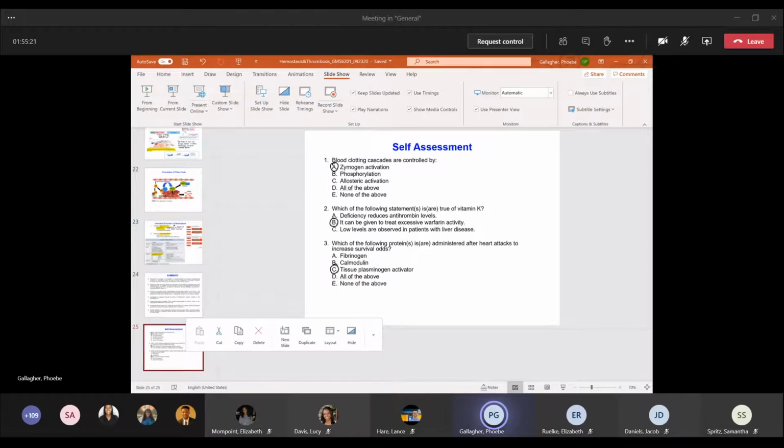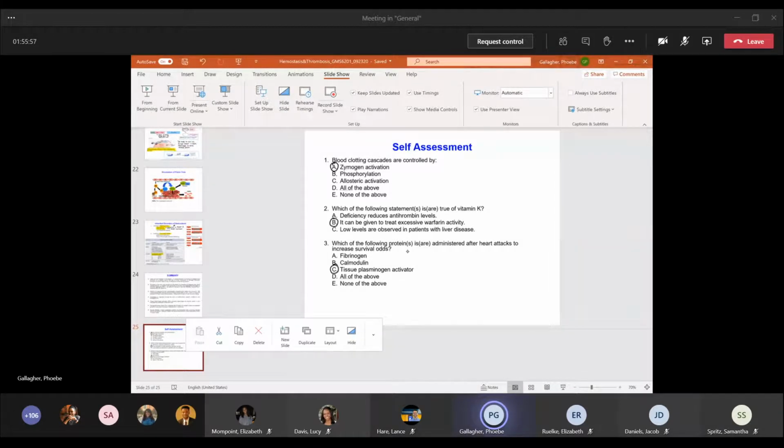Okay, yes, Abigail, I can go over the self-assessment questions. So the blood clotting cascade is controlled by, note that this is specifically zymogen activation, right? Because you're going to have the cleavage of one factor to activate the next factor and so forth. I believe it's zymogen activation because you're not really going to see a whole lot of phosphorylation. There's no allosteric activation. So it's zymogen activation when you think of the blood clotting cascade.